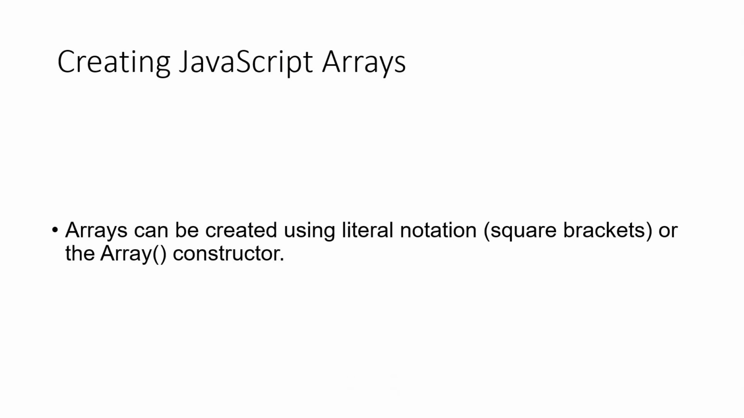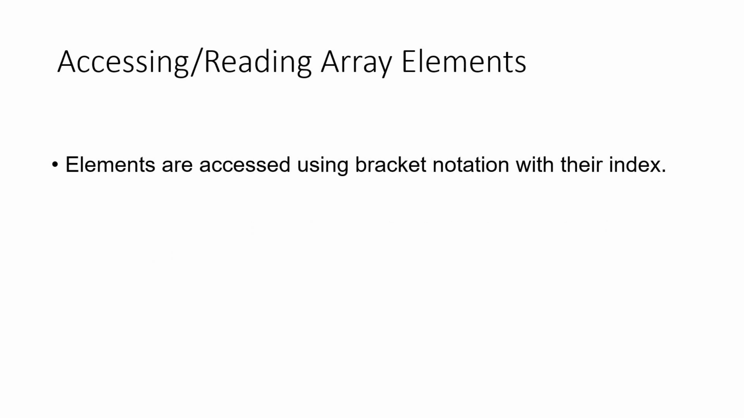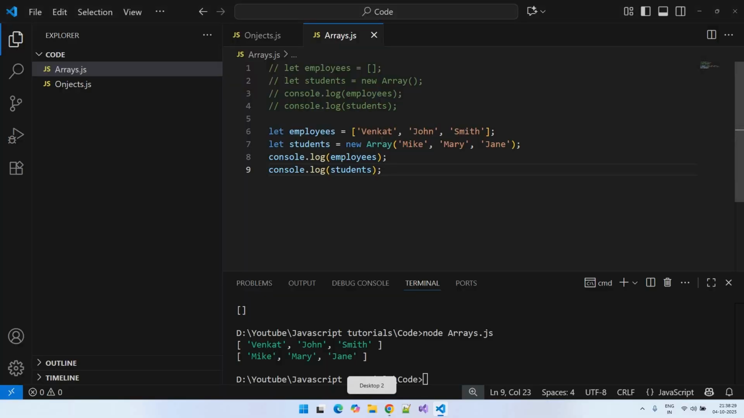So this is how we can create the arrays in JavaScript. Next one, let us try to access or read the array elements. We can read the array elements using the bracket notation with the element index. We have already discussed that. An array always starts with the 0th index. The index of the first element is 0, the index of the second element is 1, and the index of the third element is 2. So if you want to read the value John, what index do we need to use? Index 1, because array index always starts with 0.